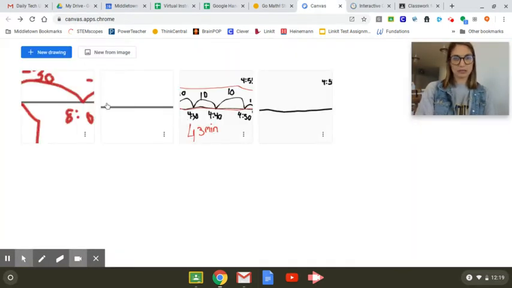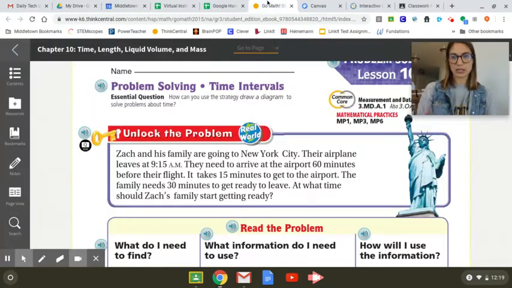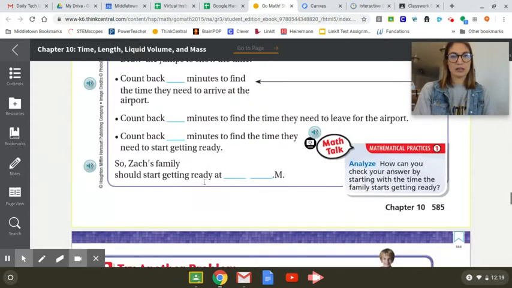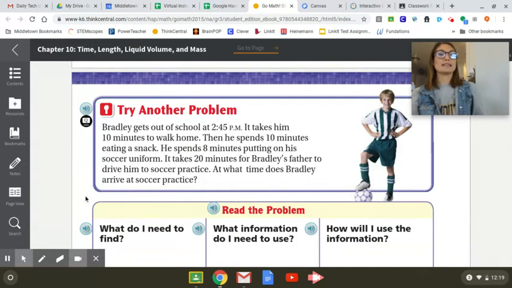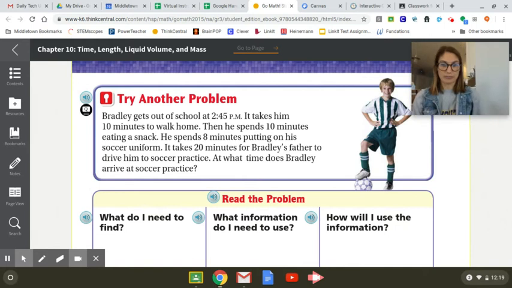Go back to this. I'm gonna get my other board up and ready. Let's take a look. All right. Bradley gets out of school at 2:45 p.m. Are you picturing that? You're leaving school at 2:45. It takes him 10 minutes to walk home. So he's walking home. Then he spends 10 minutes eating a snack. He spends 8 minutes putting on his soccer uniform. Okay. It takes 20 minutes for Bradley's father to drive him to soccer practice. At what time does Bradley arrive at soccer practice?